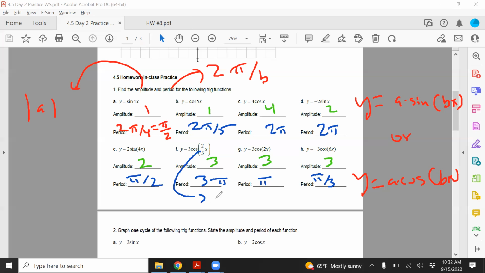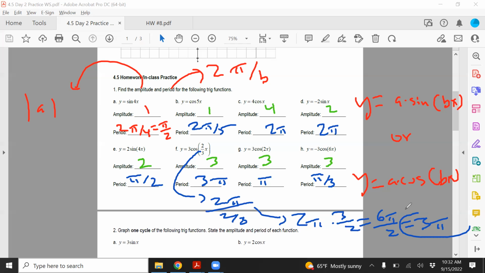Because if you think about it, you're doing 2 pi over 2/3, which is 2 pi times 3/2, which is 6 pi over 2, which is 3 pi. So just be comfortable with the fractions. If you're dividing by a fraction, multiply by its reciprocal. You flip the bottom fraction and multiply.